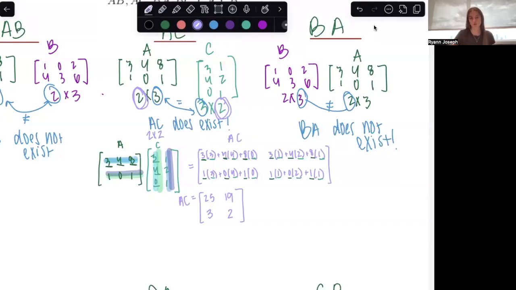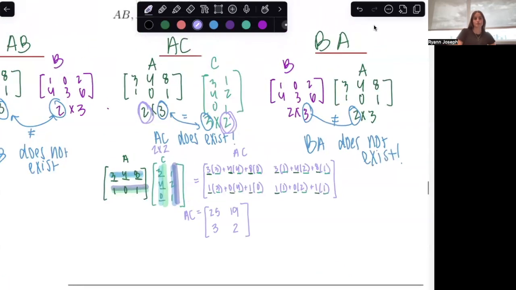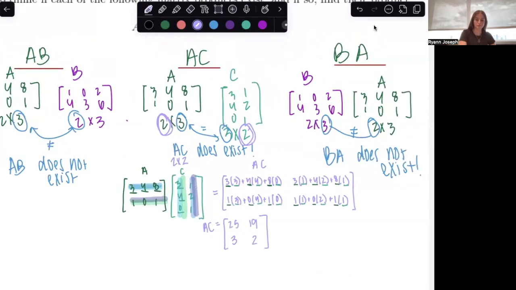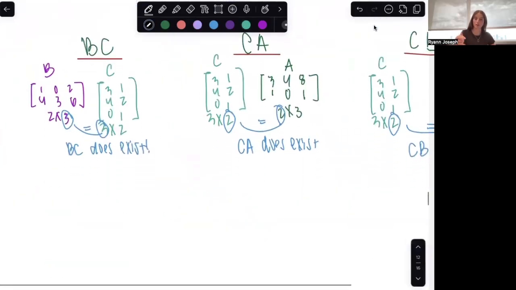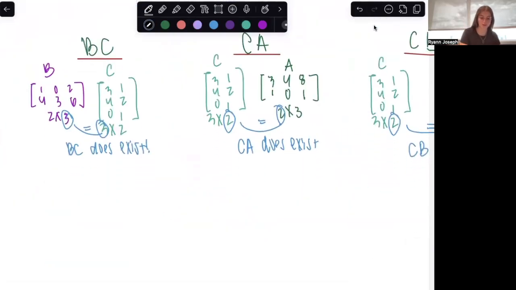So that's the idea of matrix multiplication, is we just take every single row in the first matrix and we multiply it by every single column in the second matrix. We figure out what size it's going to be based on that. All right, we did AC. Let's compute our next ones. BC, we can go a little bit faster with the rest of these just because we have the idea of matrix multiplication behind us.